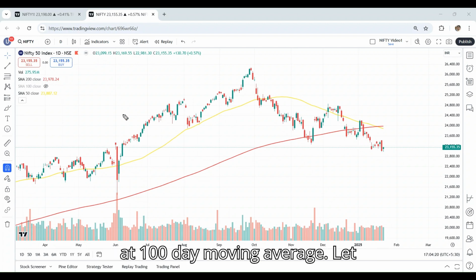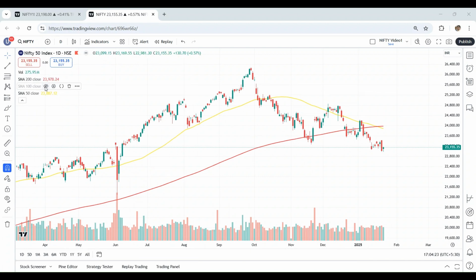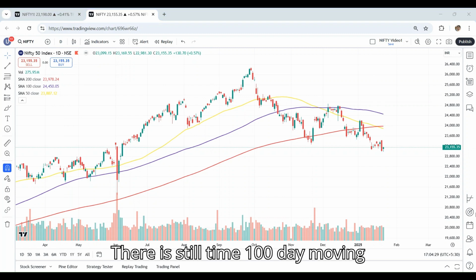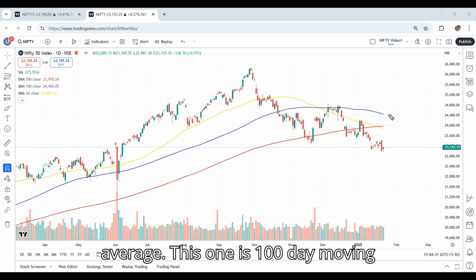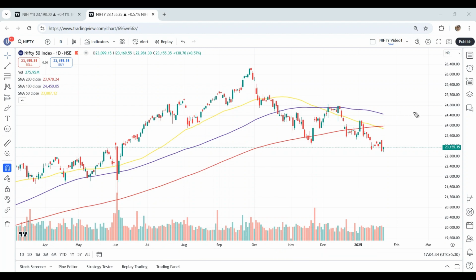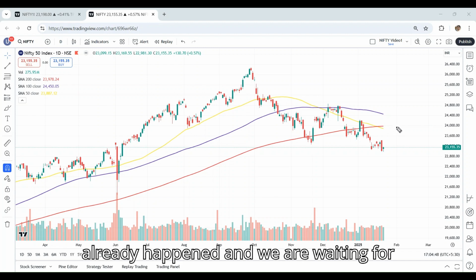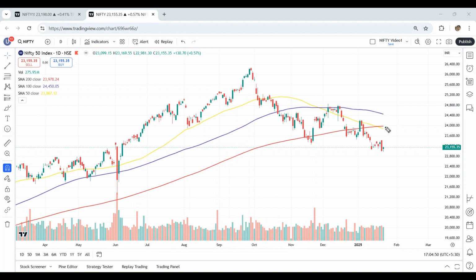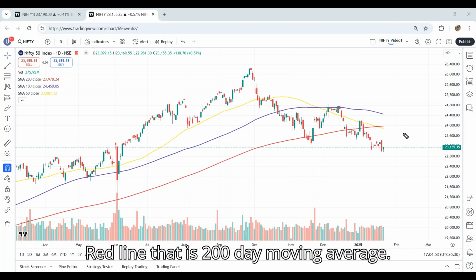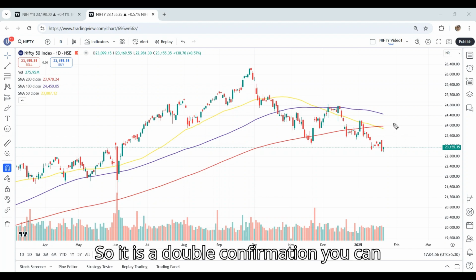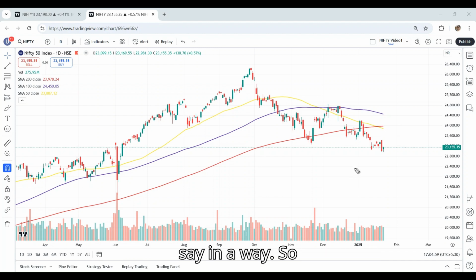Let us also have a look at the 100-day moving average. Let me uncover this. Yes, there is still time. This one is the 100-day moving average, and it is still above the 200 as well as the 50. So the crossover between the 50-day and 200-day moving averages has already happened, and we are waiting for this line to cross the red line, that is the 200-day moving average. So it's a double confirmation, you can say, in a way.